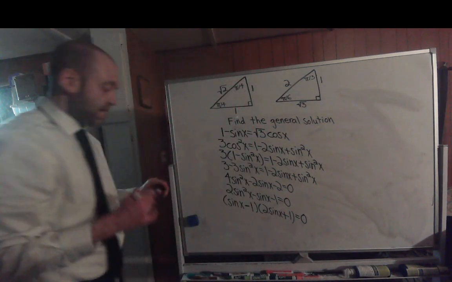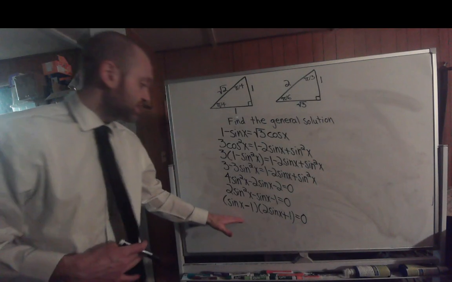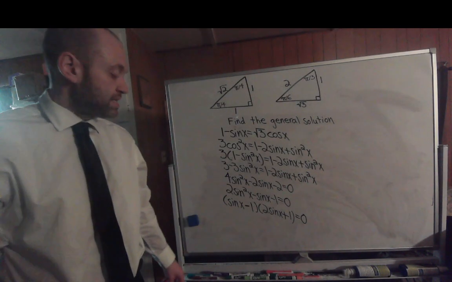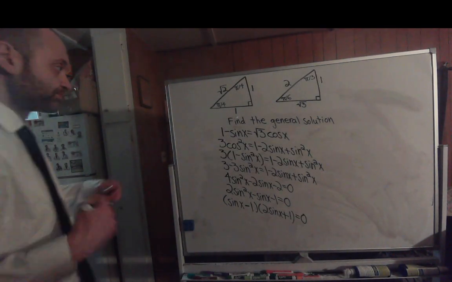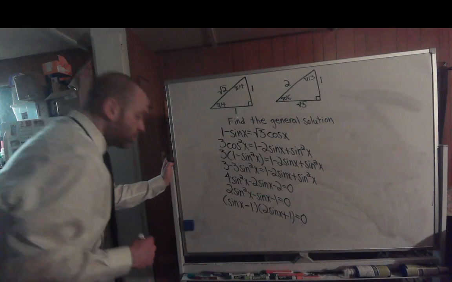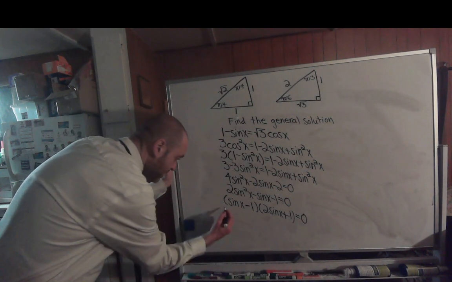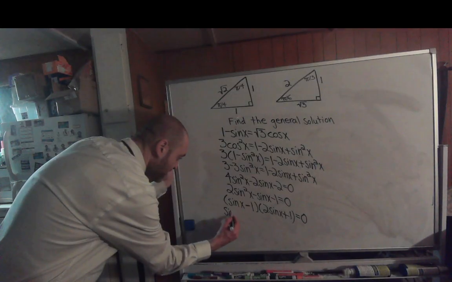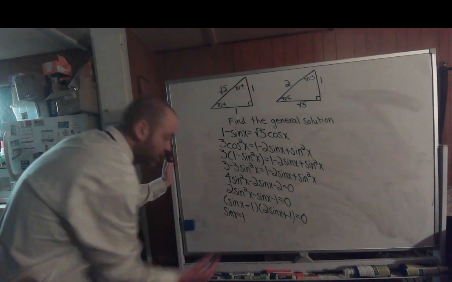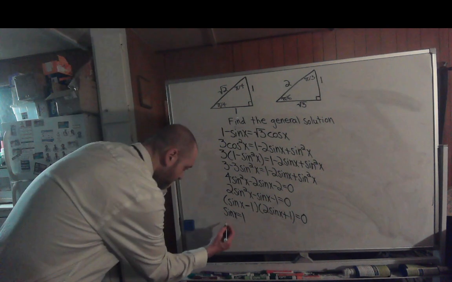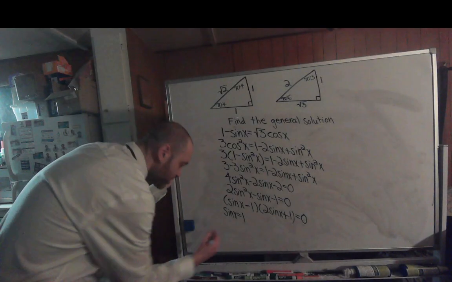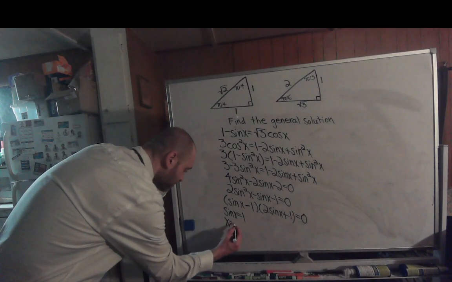So this should break down into factors of the sine of x minus 1 times the quantity of 2 sine of x plus 1. Well, let's figure out sine of x minus 1. That would turn into the sine of x equals 1. When does the sine of x equal 1? Definitely, from 0 to 2 pi, it would have to be x equals pi over 2.